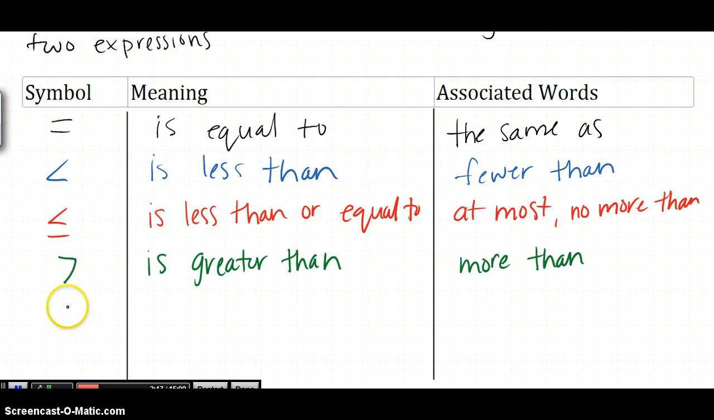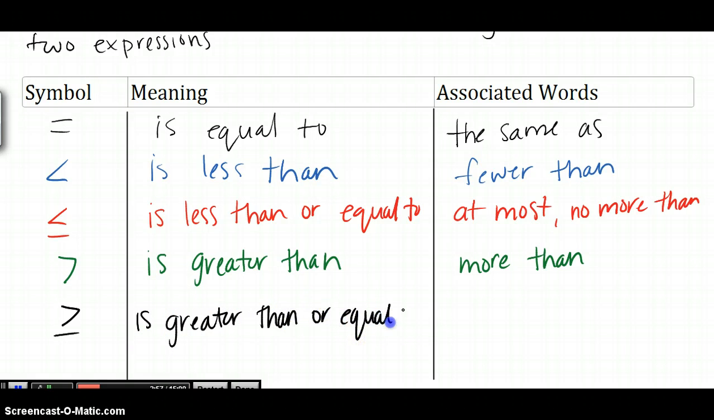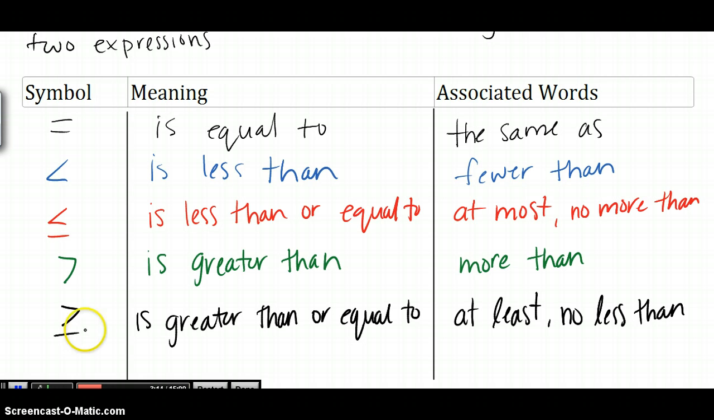And lastly, greater than or equal to. And the obvious one again is if it says is greater than or equal to. But it could also say at least or no less than. So if it said, I need at least 3 jackets, then you would have at least 3 jackets. It means you have to have 3 or more. So that's why you use the greater than or equal to symbol.